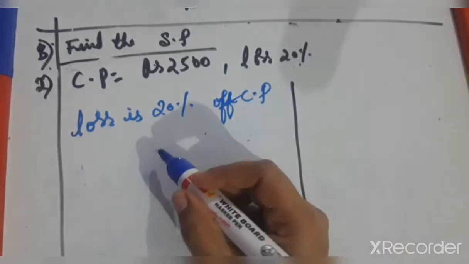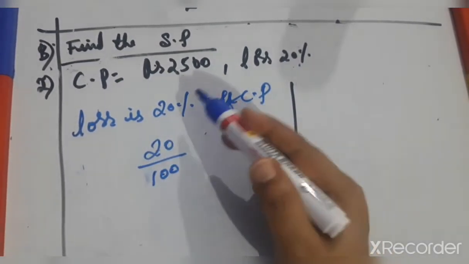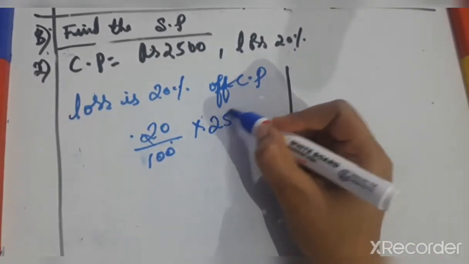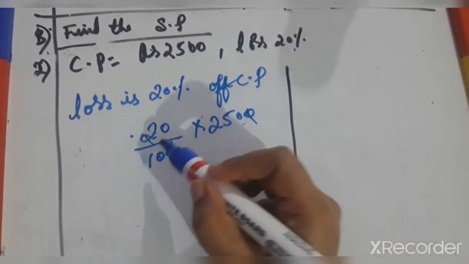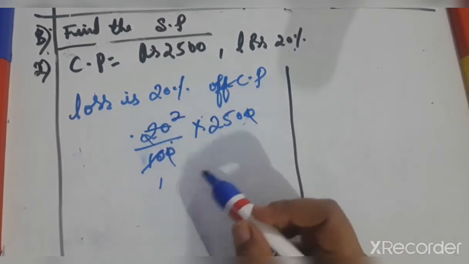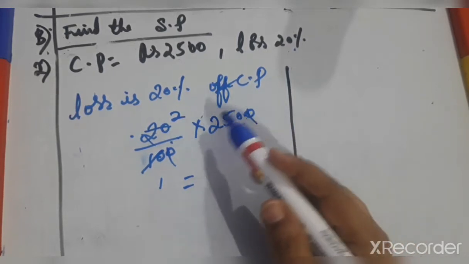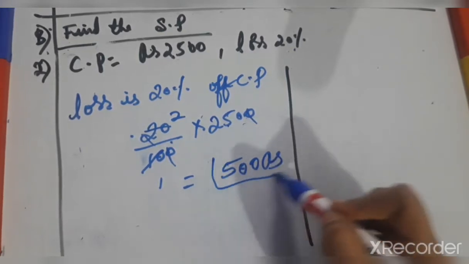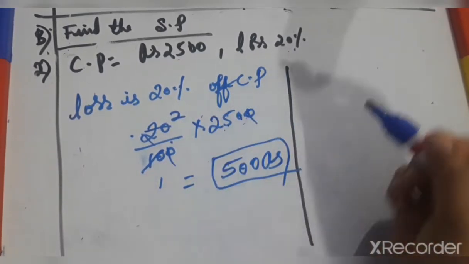Cost price. So 20% means 20 by 100 into CP. Cost price is 2500. Now 0 0 cancel. Then 10 ones are 10, 10 twos are 2. So 2 into 25 is 50. 50 plus 0 is 500. Rupees 500. So the loss amount is 500.